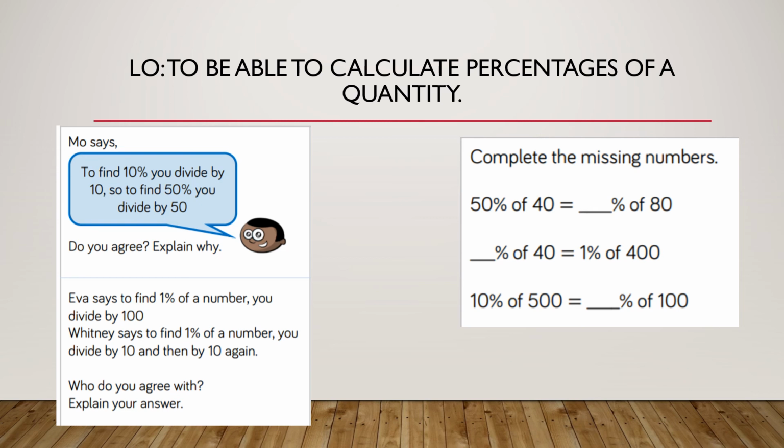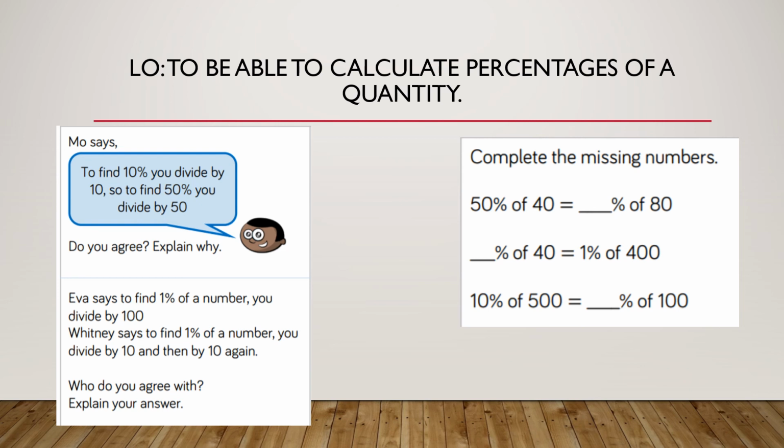And then this challenge, complete the missing numbers. 50% of 40, remember, is the same as what percent of 80? So I would work out 50% of 40 and find my answer, okay, and then see what percentage of 80 would give me that same answer. You need to do the same method for each of those 3 questions. I look forward to seeing your work uploaded on Teams.